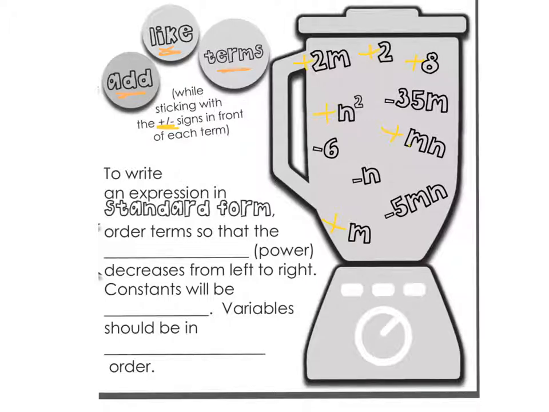To write expressions in standard form, we order the terms. We put them in order by degree, or power. We want the degree to decrease from left to right. The constants are always going to come in last. A constant is a plain regular number like a negative 6 or an 8. Those come last in the list. And we will put our variables in alphabetical order. So you'll see what this means when we get to our examples.